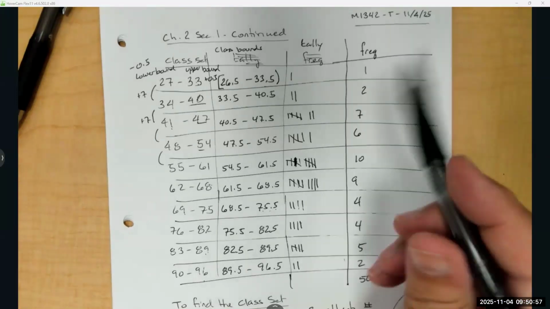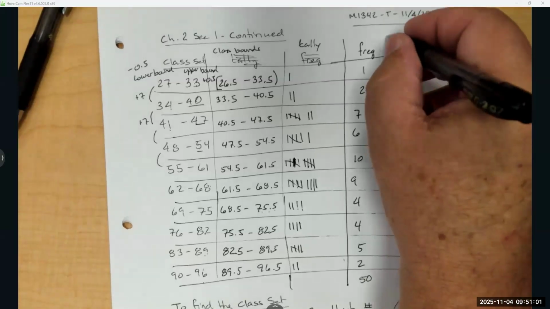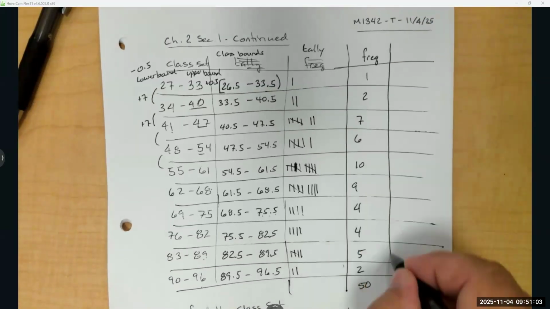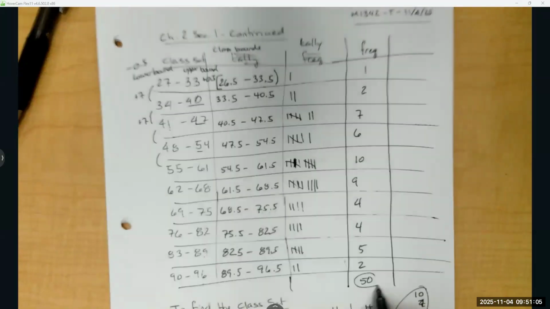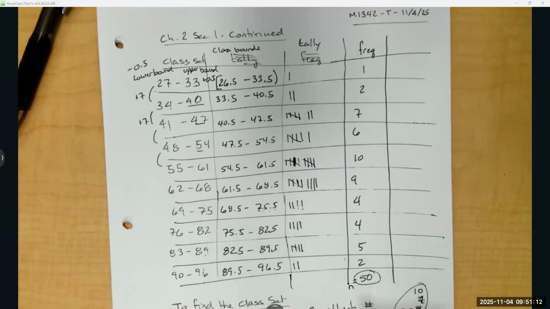So once you go from the tally to the frequency column, you add them all up. This number here should equal how many data points you have. This is your N. How many data points you have. If it doesn't equal 50, guess what? Something went wrong. Either you misadded or you skipped one during the whole process.